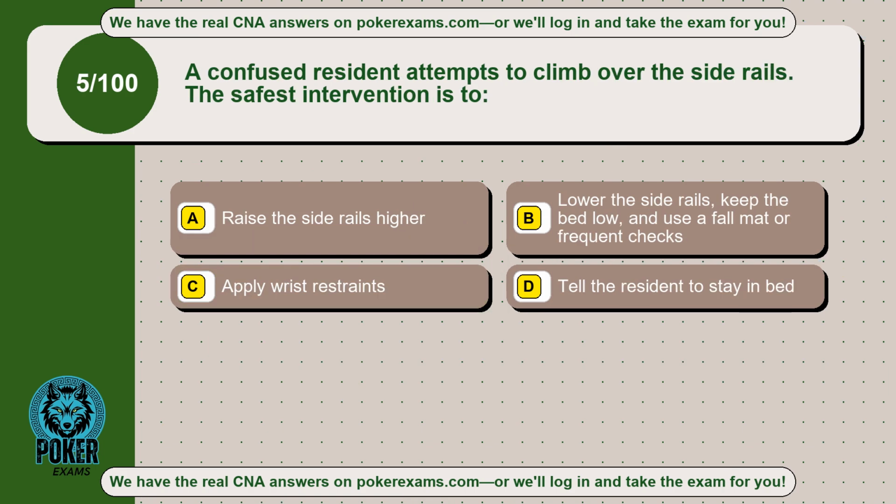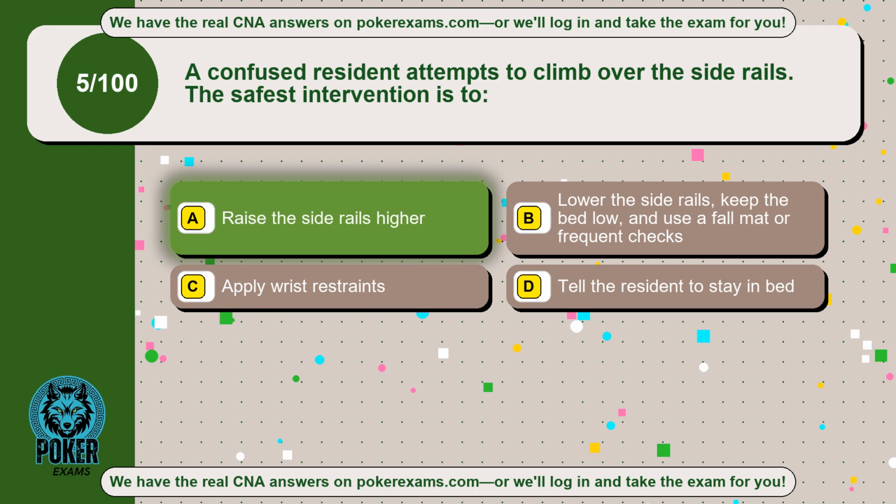Question 5. A confused resident attempts to climb over the side rails. The safest intervention is to: Option A, raise the side rails higher. Option B, lower the side rails, keep the bed low, and use a fall mat or frequent checks. Option C, apply wrist restraints. Option D, tell the resident to stay in bed. The correct answer is option A, raise the side rails higher.